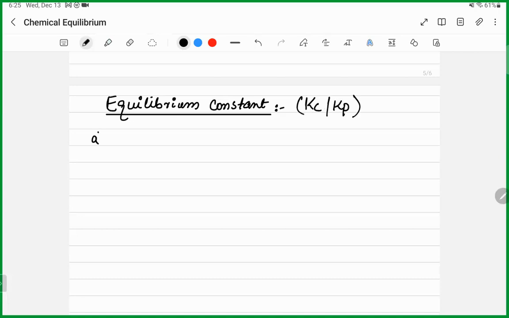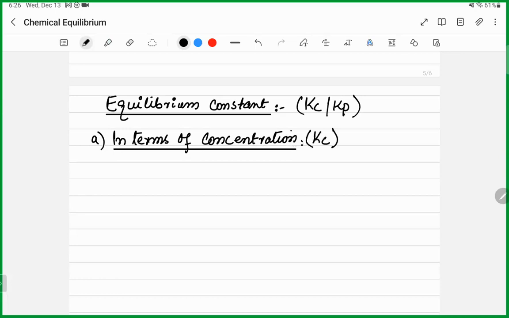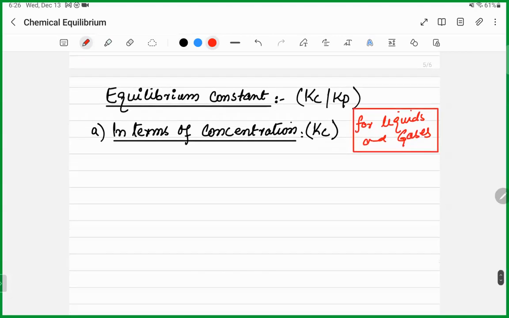Okay? If we talk about the equilibrium constant in terms of concentration, then it is called Kc. And in terms of pressure, it is called Kp. Okay? The concept of Kc is for liquids and gases. It is valid for both. Okay? Whether you have a liquid or gases, the concept of Kc is for both liquid and gases.